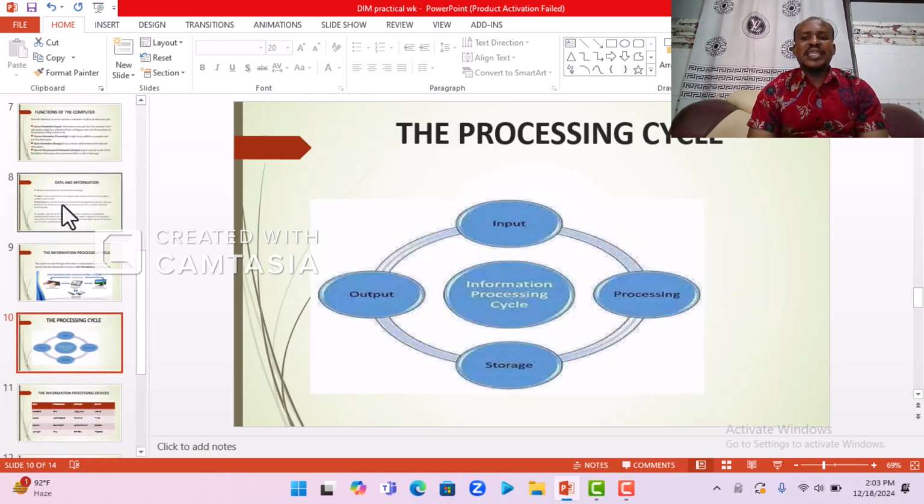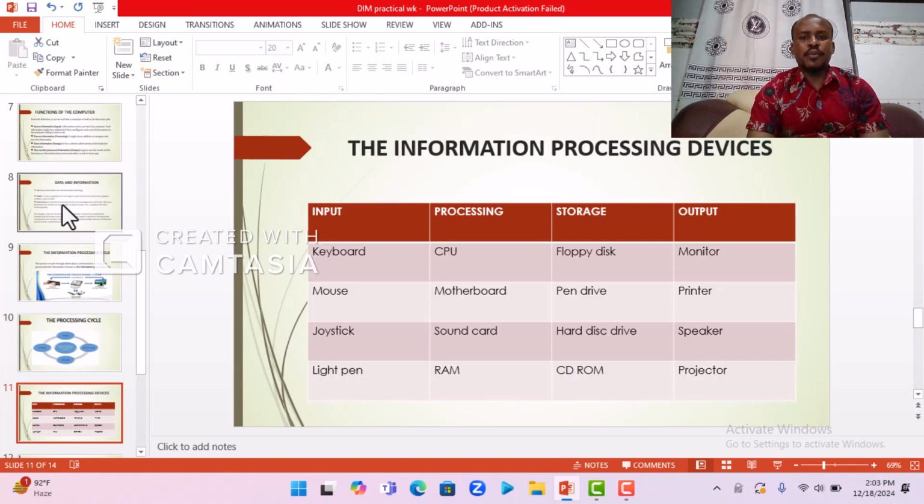Now we come to the actual diagram for the information processing cycle. When you go to the input, it moves to process, it comes to storage, then it comes to what? Output. This is the life cycle or the processing cycle of information processing. Now, the information processing cycle devices, when we take input, processing, storage, and output, they have devices that help process the information.